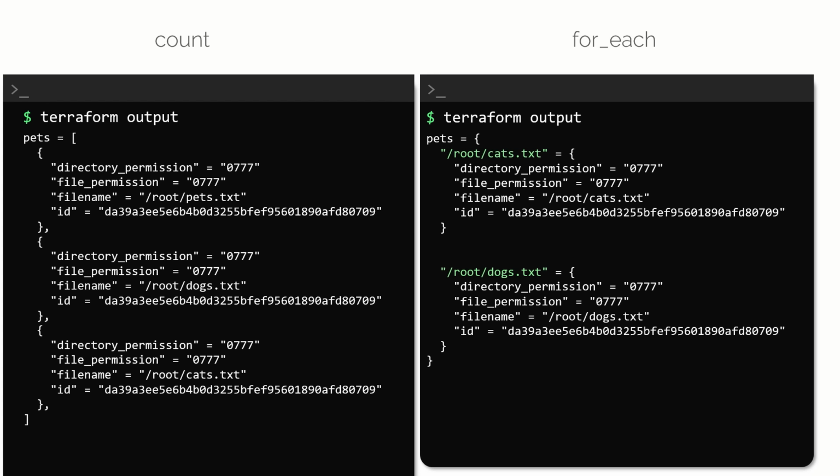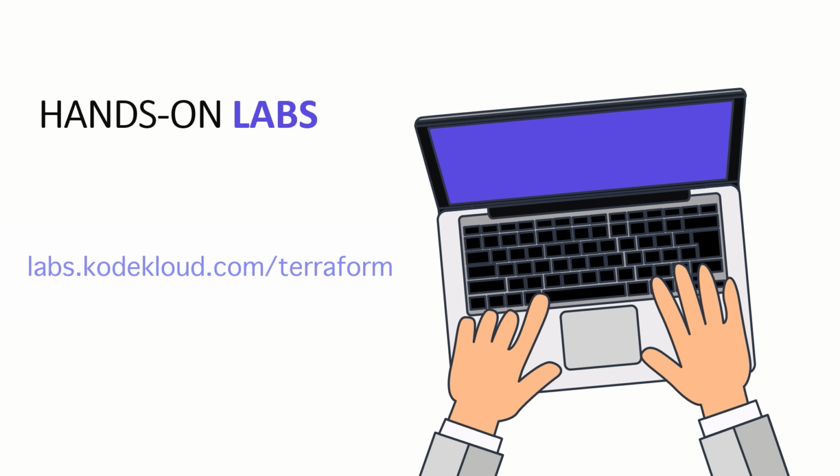There are a few other meta-arguments in Terraform, such as provisioners, providers, backends, etc. We will see that later in this course. Now let's head over to the hands-on labs and practice working with the for_each meta-argument in Terraform.